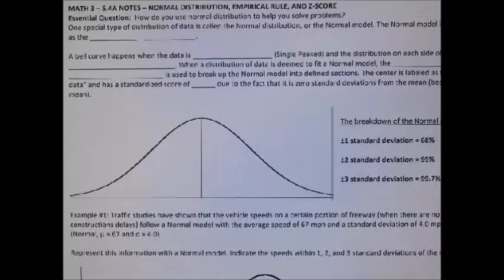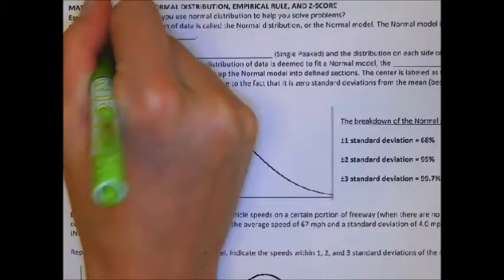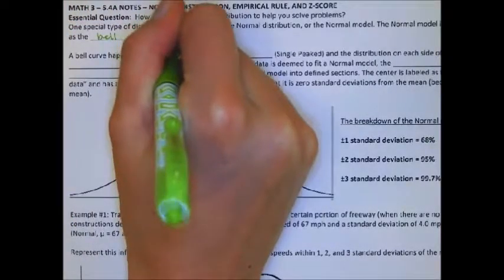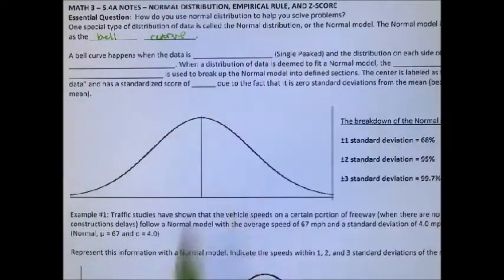5.4a is on normal distribution, the empirical rule, and z-scores. So one special type of distribution of data is called the normal distribution, or the normal model. The normal model is often thought of as the bell curve. And an example of that is this picture below.